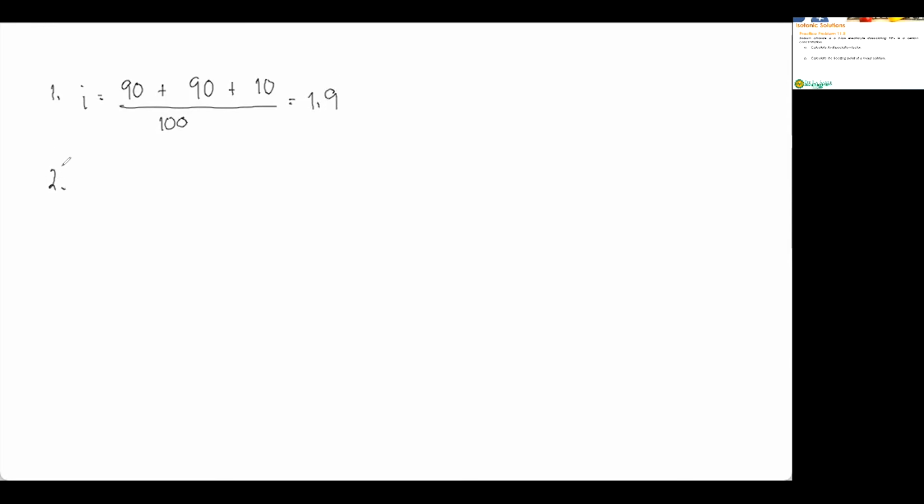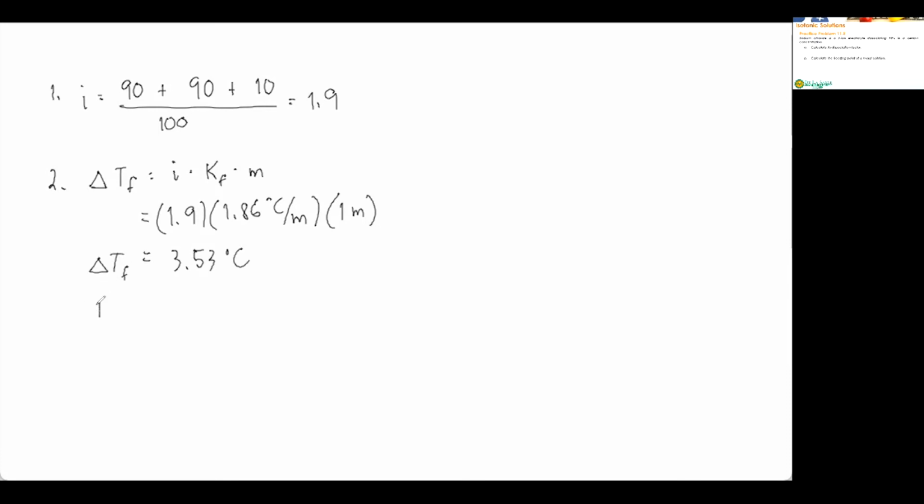Next, we calculate the freezing point of a molal solution of sodium chloride. Let us just use the formula, delta TF equals I times KF times M. The I value of sodium chloride is 1.9. The KF of water is 1.86 degrees Celsius per molal solution. And the solution's concentration is 1 molal. So we have 1.9 times 1.86, and that will be equal to 3.53 degrees Celsius. Therefore, the freezing point of a molal solution of sodium chloride dissociating 90% in a certain concentration is equal to negative 3.53 degrees Celsius.